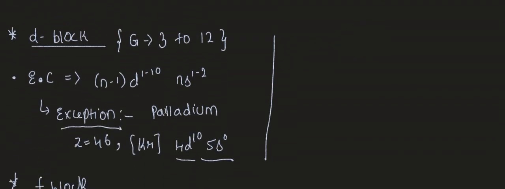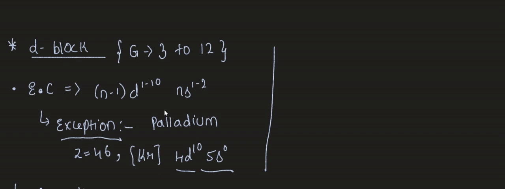Clear? Next one is D block. D block contains which groups? Group number 3 to group number 12. Group number 2 is 2A, whereas group number 13 is 3A. That means group number 3 to 12 is D block. The electronic configuration is outermost (n-1)d 1 to 10, ns 1 to 2.